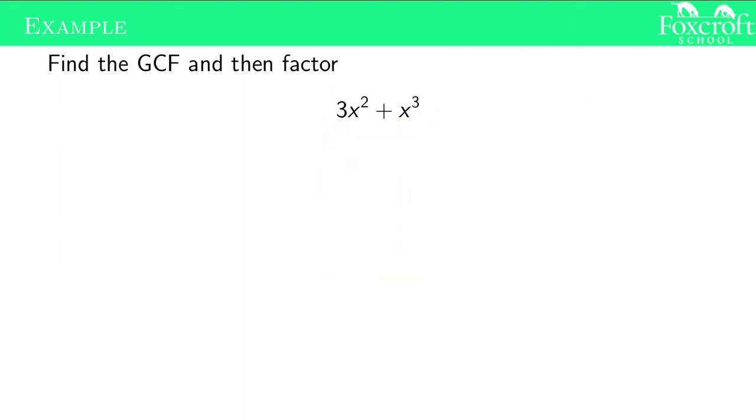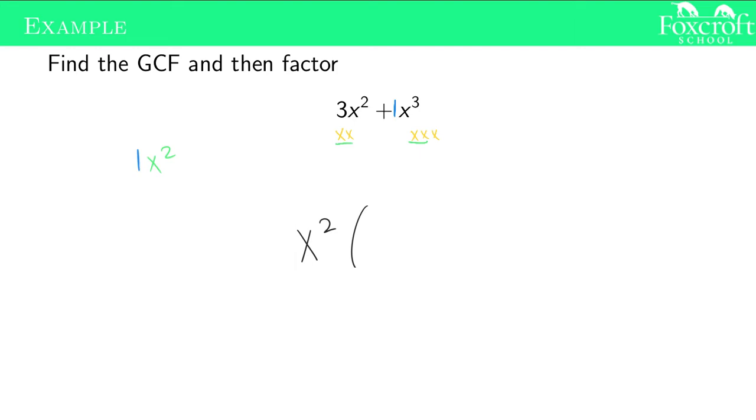Here's another example. Find the GCF and then factor it out. Again, the numbers would be first. If there's no number in front, there's just a 1. So what's the biggest number that divides 3 and 1? It's just going to be 1. But what about the x's? X squared is 2 copies of x. X cubed is 3 copies of x. So the greatest thing that they have in common is 2 copies of x. So I'm going to get a factor of 1x squared out of this expression. And again, I don't have to write the 1, so I'll just write x squared.